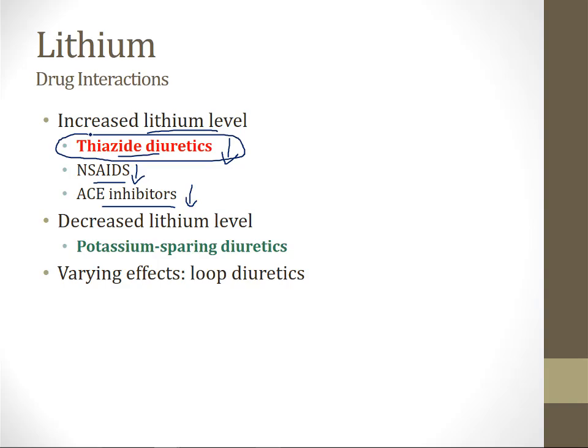And I've bolded thiazide diuretics because this is a classic board question. It appears on the STEP exams, on the internal medicine exams, and even the emergency medicine exams. A patient on lithium who has started on a thiazide diuretic for hypertension is a classic patient to develop lithium toxicity, and that's because thiazide diuretics raise the lithium level. Now, potassium-sparing diuretics are a special class of drugs. They affect the kidneys, but what they do is they decrease the lithium level, and we'll talk about why this happens later. And then finally, loop diuretics can increase or decrease the level. They have varying effects, and this is because they lead to volume depletion, but they also cause more lithium to go out in the urine.